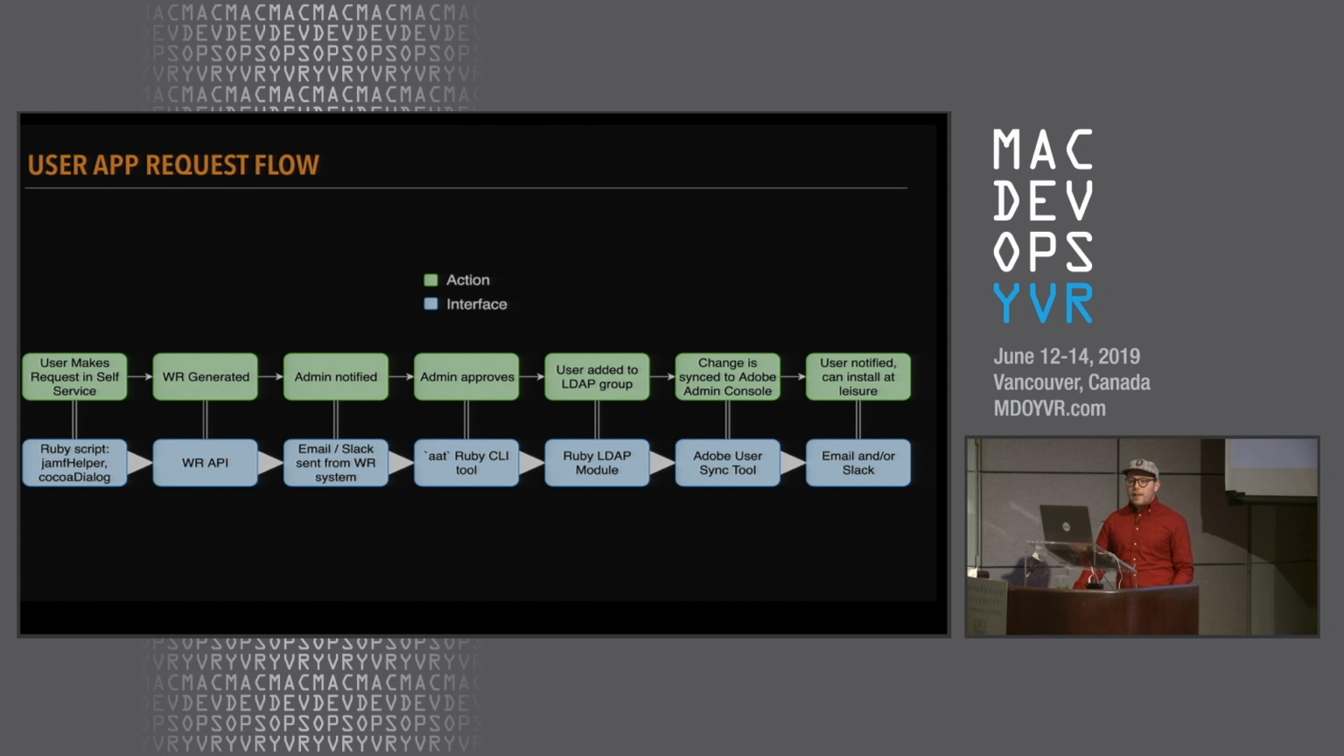When they approve that with the AAT, which is just a Ruby CLI tool, that adds them to the LDAP group using our Ruby LDAP module. Then the Adobe User Sync tool sees that change, syncs it up to Adobe's servers, and automatically activates their entitlement because they're in that group. And then it notifies the user via email or Slack.